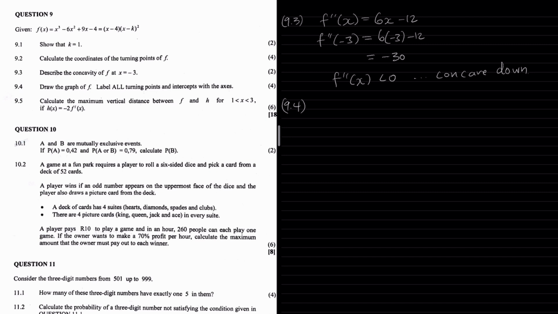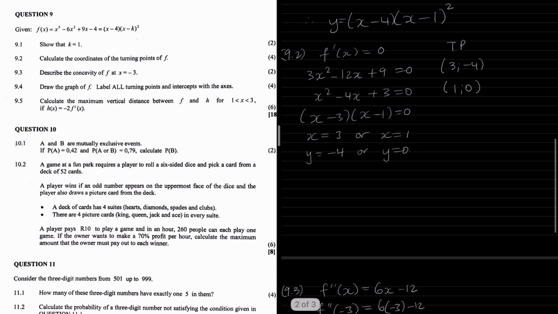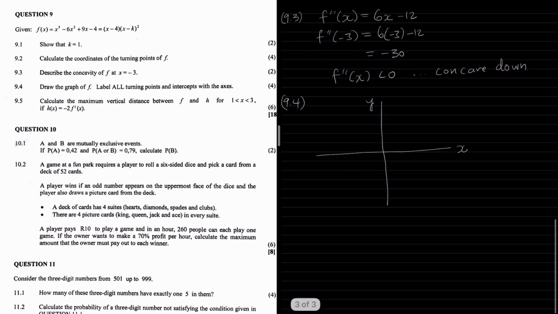Question 9.4 says sketch the graph. So to sketch the graph, remember we've been working out the points all along, so we just need to use them. So you have your x-axis, you have your y-axis. We solved our turning points. Our turning points were (3; negative 4) and (1; 0). So 1 is here, 3 is here, negative 4 is somewhere around here. So that's one turning point, that's another turning point.